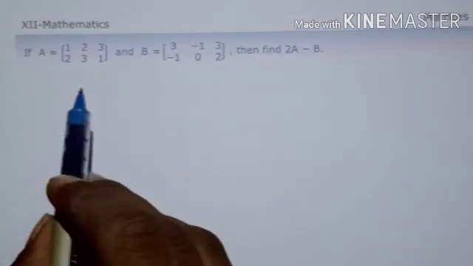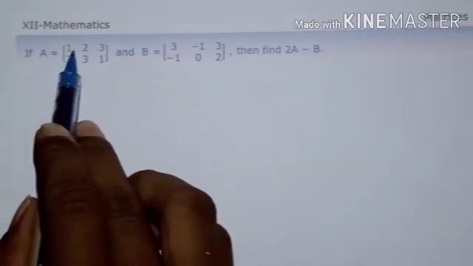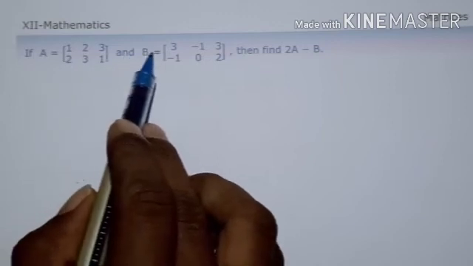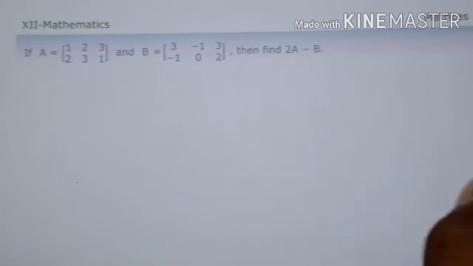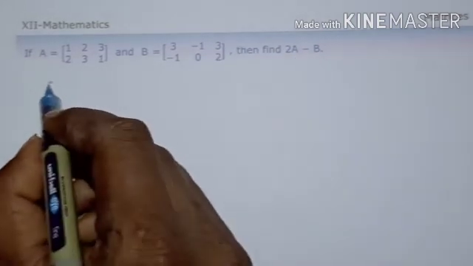Now we will see this sum. If A is equal to the matrix 1, 2, 3, 2, 3, 1 and B is equal to the matrix 3, minus 1, 3, minus 1, 0, 2, then find 2A minus B. It's a very simple solution.